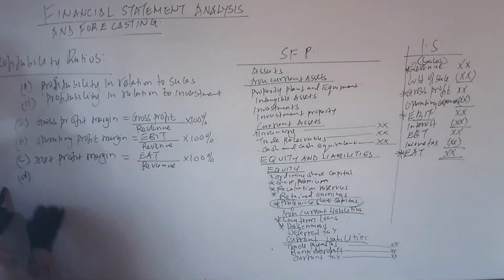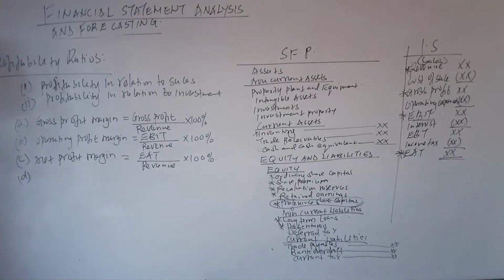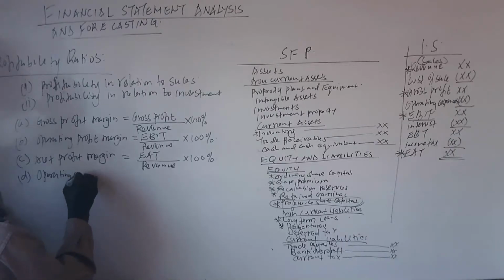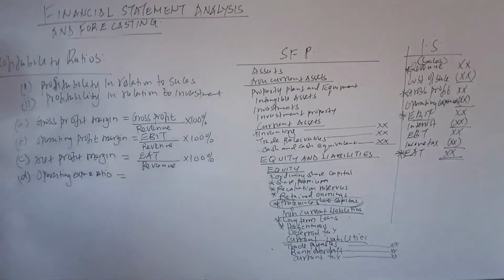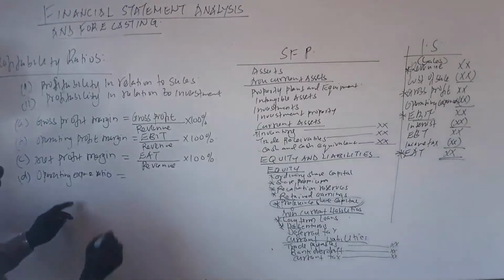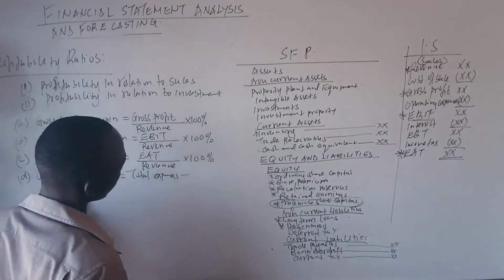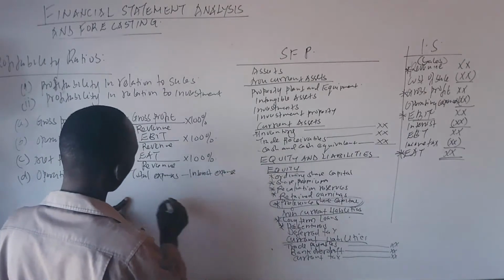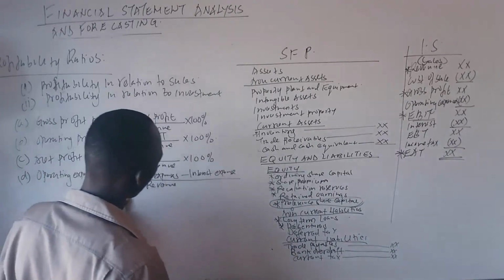100%. Then how do we get the operating expense ratio? The operating expense ratio in this case will be given by: you take the total expenses, then you subtract the interest expense, then from there you divide by the revenue.